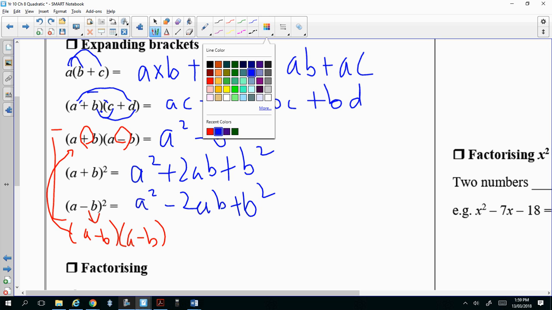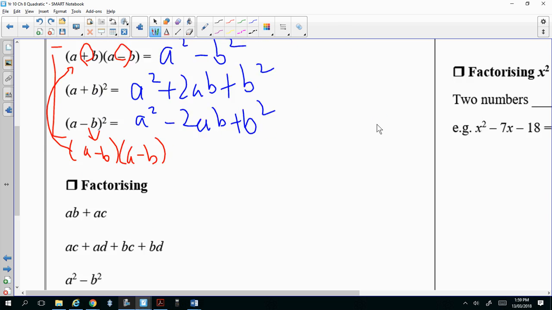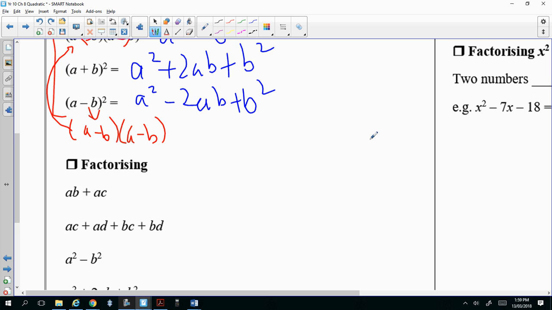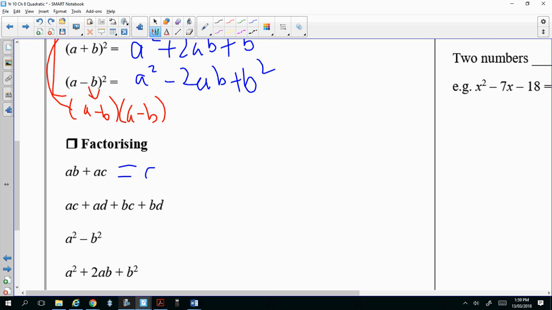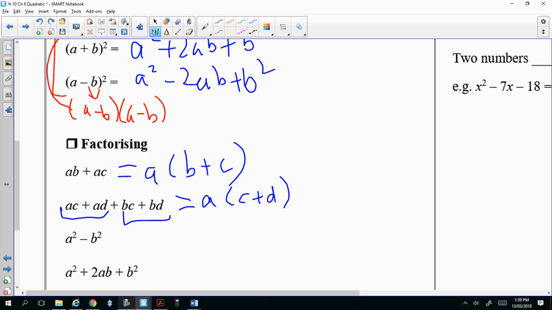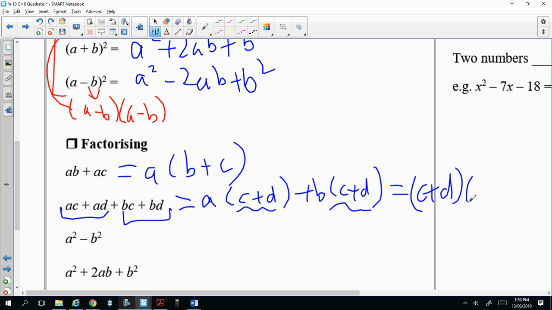So this is the expanding. We'll also have factorizing. So again, we'll go through all the different types. Starting with the most simple type, you take out a common factor, like that. And if there are four terms, you group in pairs. So these two as a pair, A takes out. And then these two as a pair, B is common. And you will find that these two are the same, which you can take out, C plus D, A plus B.